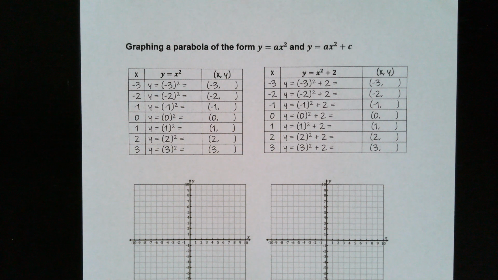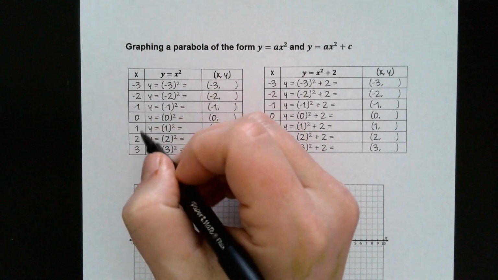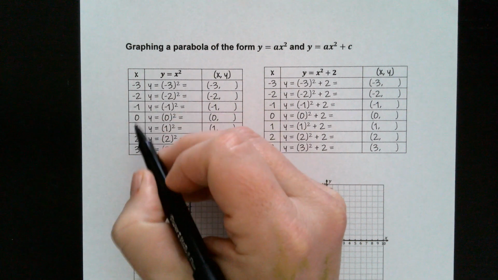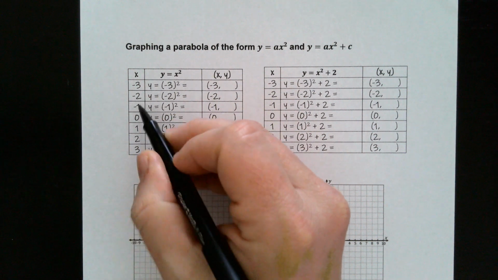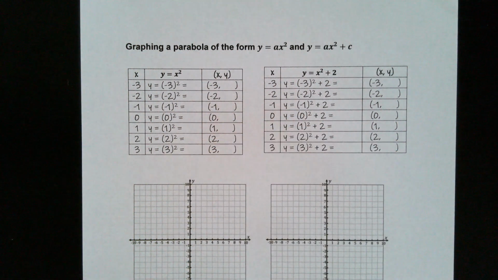In this video, we're going to be graphing parabolas of the form y is equal to ax squared and y is equal to ax squared plus c. So these are some basic parabolas to get started on this subject. What we're going to do here is make a table, which we've already got mostly done, and we're going to plug in all these numbers: 0, 1 and -1, 2 and -2, 3 and -3. So three numbers on either side of 0.